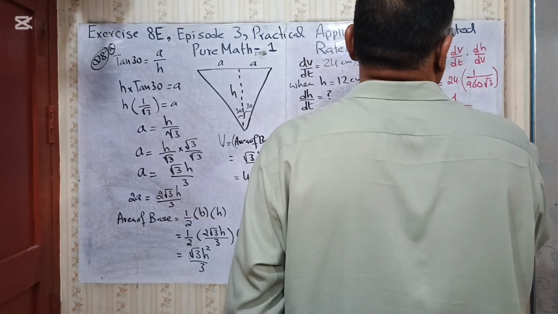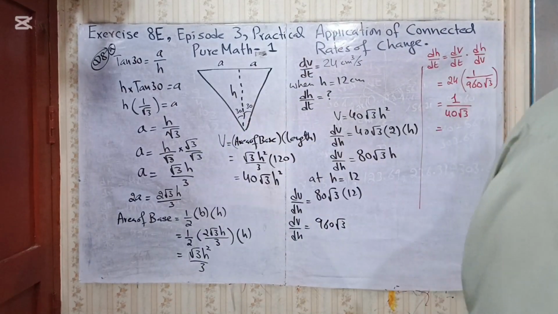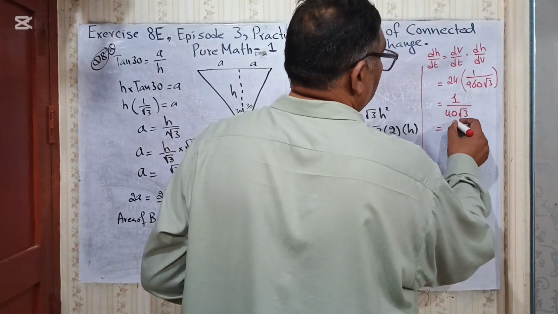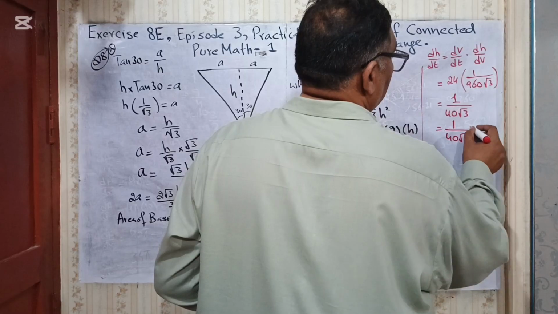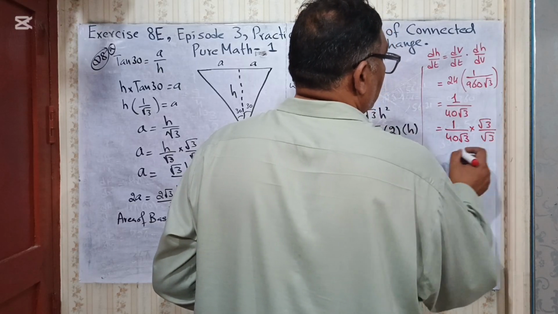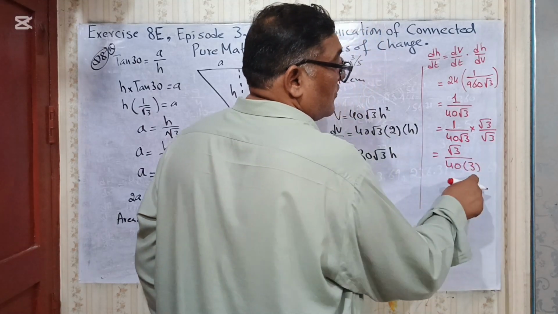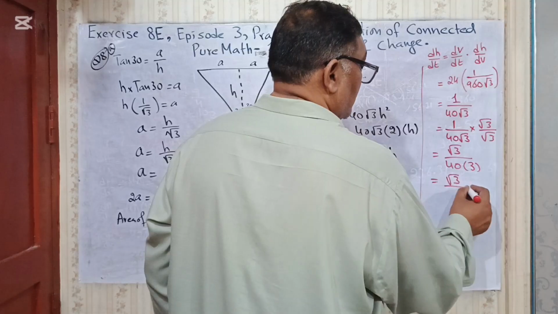Okay, so 24, and 960 divided by 24, that will be equal to 40. So you will have 1 by 40, and then under root 3, because of this under root 3, what I can do, I'm going to rationalize this. 960 divided by 24 is 40. Okay, so I will rationalize this.